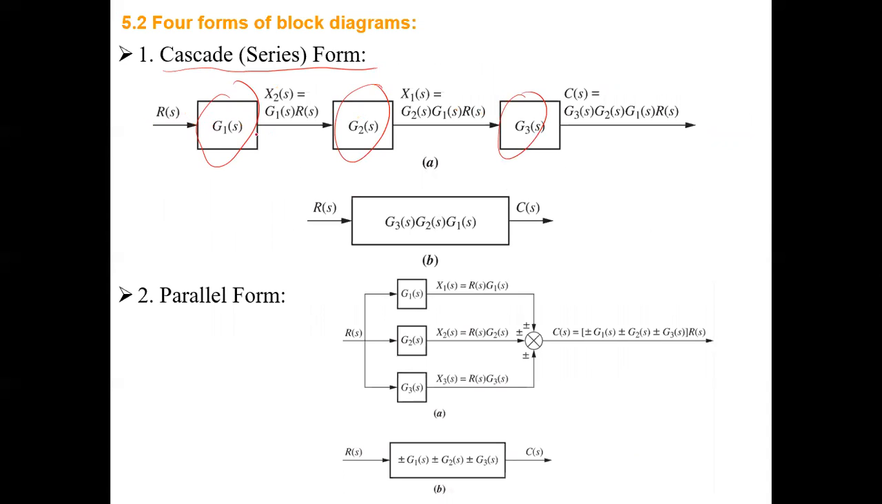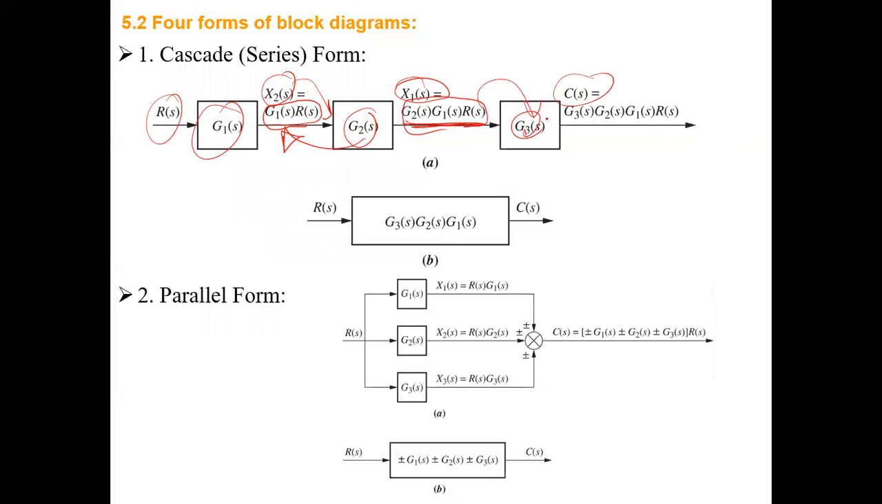If you add them in series like this, you can clearly see they are in series. This is RS, then what should be the output here? Help me, if this is RS and this is G1, what is the output? G1RS, right? And I simply call it X2 for that. Then similarly, this X2 is my input now to G2. Then the output is X1, which is G2 times these two, G2, G1, RS. Now this is the input to this system. Again, your output will be G3 times these three, G3, G2, G1, RS.